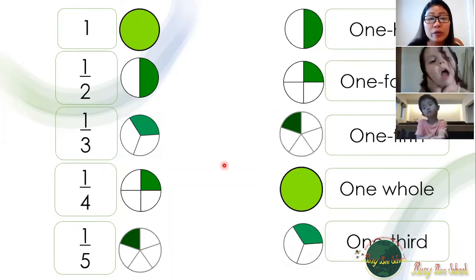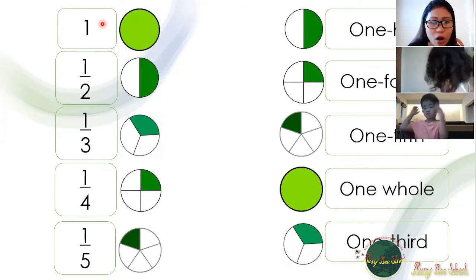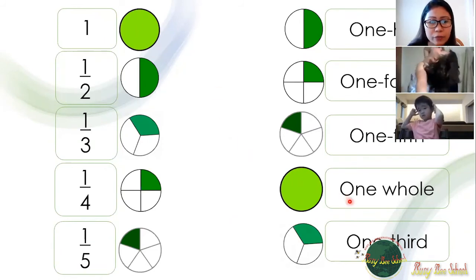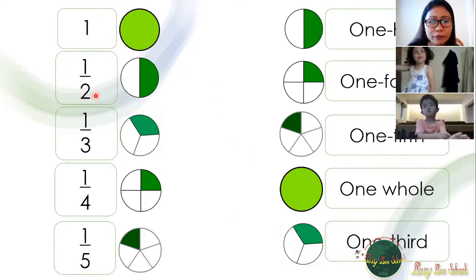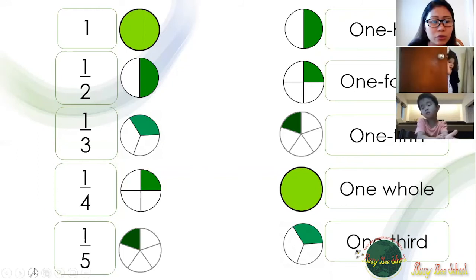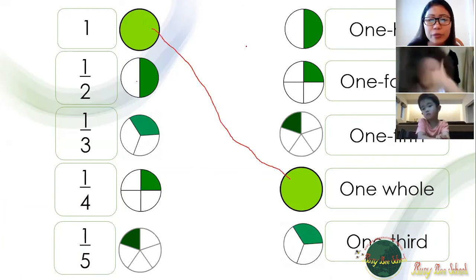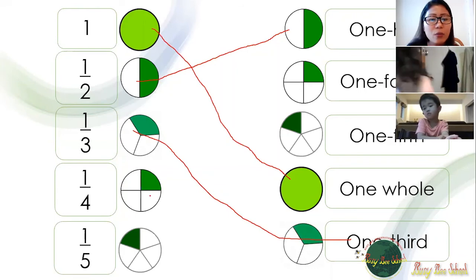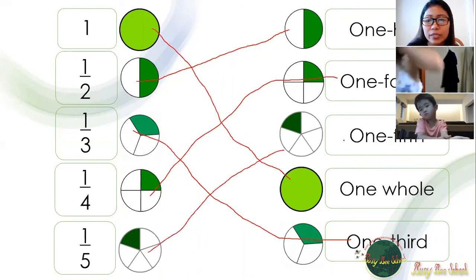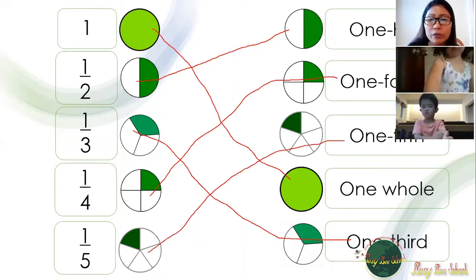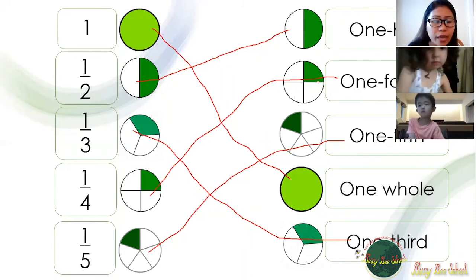All right, guys. So remember, okay? So this is one whole. One whole is written like this. One half. Let me see, I will draw this one. Marga, can you please sit down? So one whole is written like this, one half is written like this, one third is written like this, one fourth is written like this, and one fifth is written like this. Don't be confused. We're using here words and symbols.